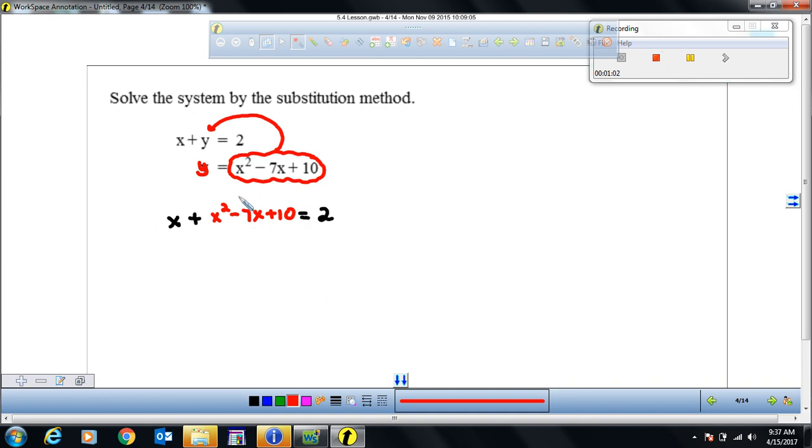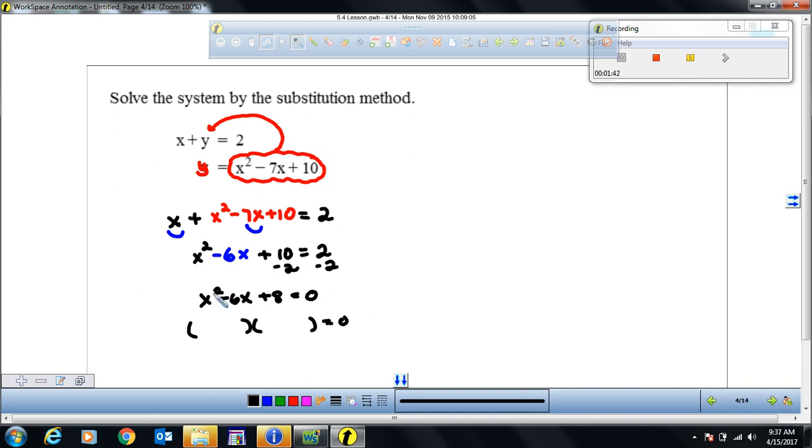Then the next thing we're supposed to do is combine like terms, which is this one and this one, right? So x plus minus 7x is negative 6x. Then I'm going to bring everything else, so it's x squared minus 6x plus 10 equals 2. In order to solve this equation, we need to factor. So first of all, we need to set it equal to 0. So we're going to move the 2 over to the other side, as usual. So it's going to give us x squared minus 6x plus 8 equals 0. And then we can factor this.